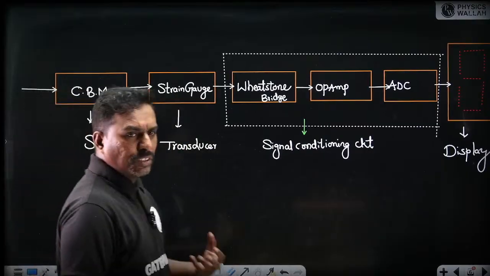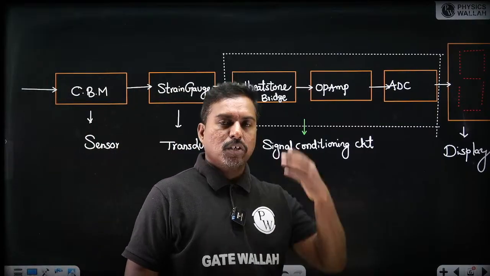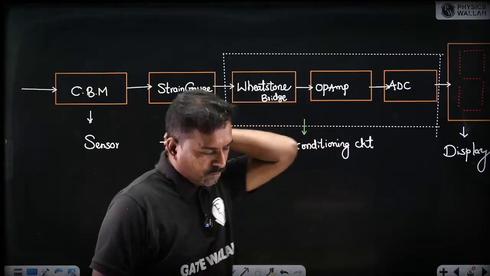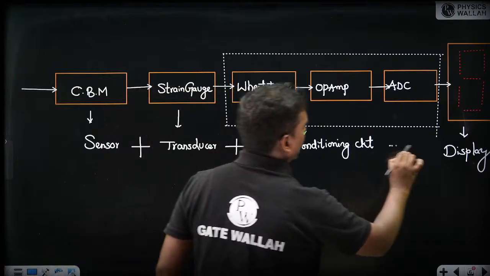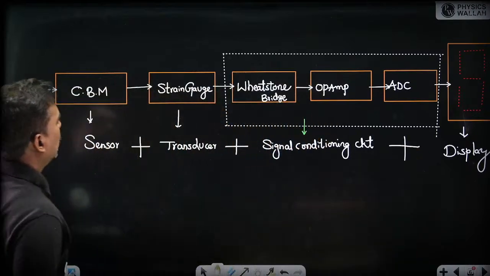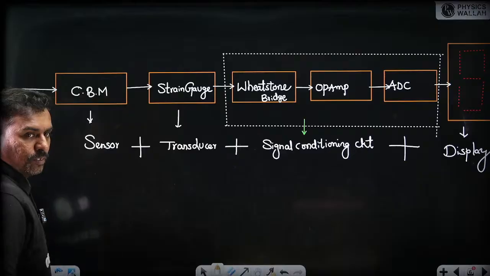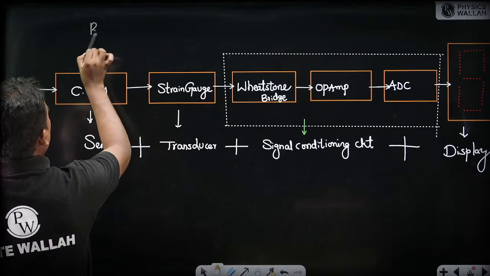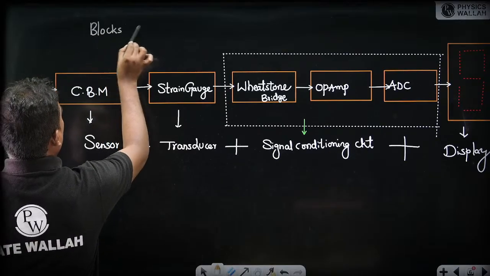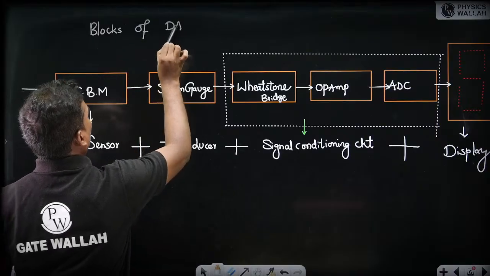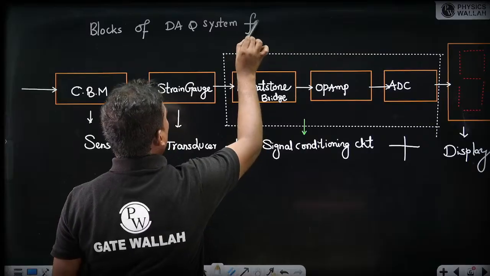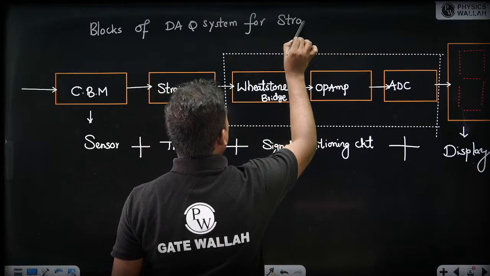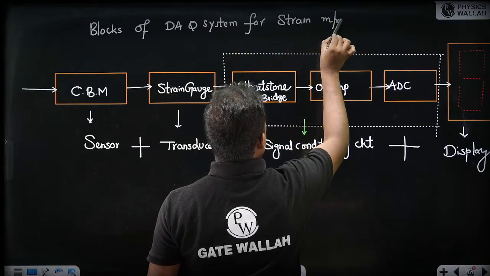Signal conditioning is a combination of many analog circuits. It can be a Wheatstone bridge, it can be an op amp, like that. So sensor plus transducer plus signal conditioning circuit plus display is called the DAC system. So these are the blocks of the DAC system for strain measurement.